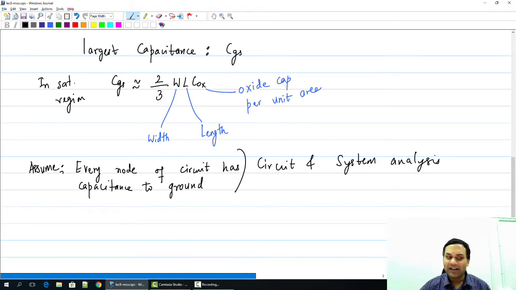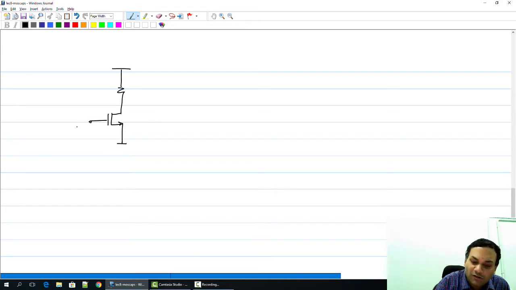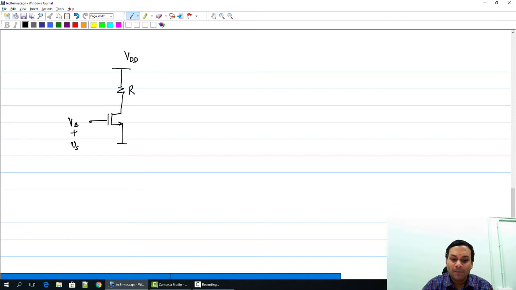Let us take a quick example to understand the effects of this capacitance. So we will take the simplest amplifier that we have always seen, which is a common source amplifier. So let us assume that we have a common source amplifier with a resistive load. At the gate I apply the combination of a bias voltage, I'll call that VB, plus some small signal voltage vs. Let us assume that this resistance is R.